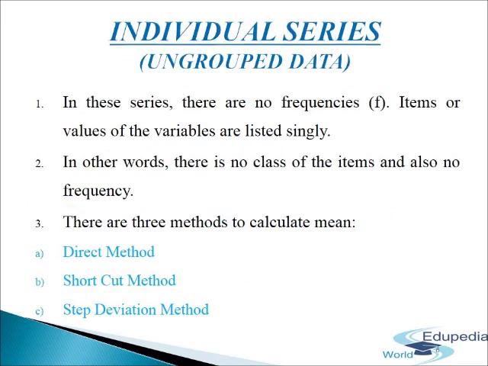Let us study the calculation of arithmetic mean in three series by three methods each. So let's start with individual series, ungrouped data. In these series, there are no frequencies. Items or values of the variables are listed singly. For example, marks obtained by 10 students listed singly. Second, in other words, there is no class of the items and also no frequency. Third point, there are three methods to calculate means, that is direct method, shortcut method and step deviation method.